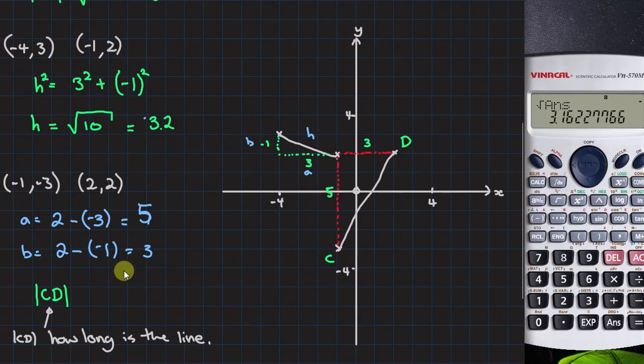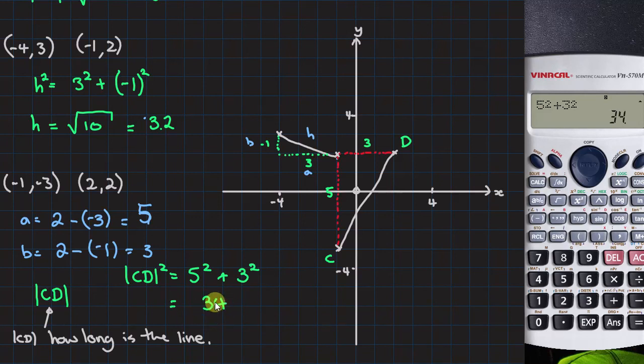So to get CD, we've got CD squared is my hypotenuse. It is the other two sides. A is 5 squared, plus B squared. Put those numbers into the calculator and get your answer out. So 5 squared plus 3 squared. Again, these are steps I would like to see in your calculator or on your screen.